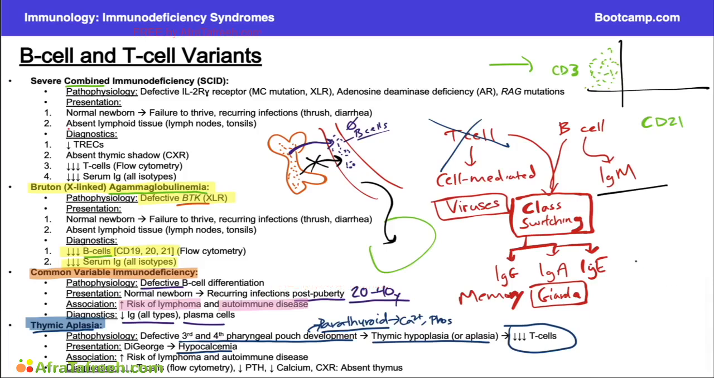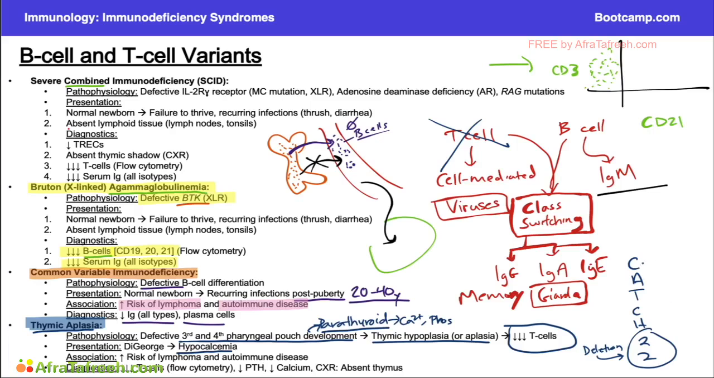And the way that some people remember this is CATCH 22. Okay, so 22 is referring to the chromosome deletion that's involved. So this is the deletion that causes this issue with the pharyngeal pouches. So that's chromosome 22. And then each one of these letters is a very specific category of pathology.